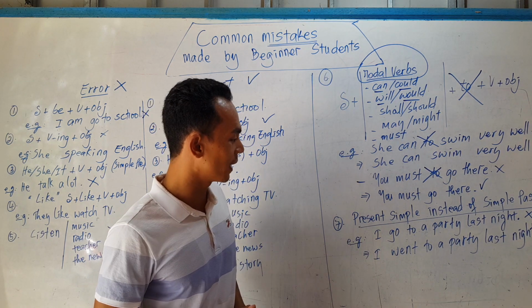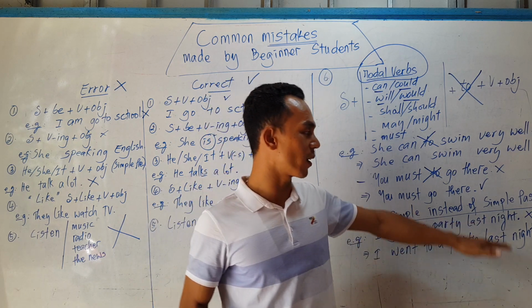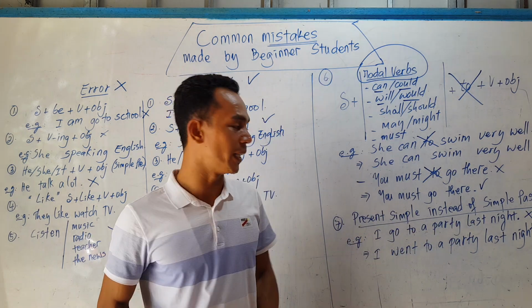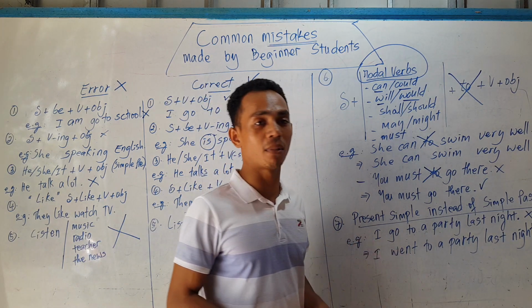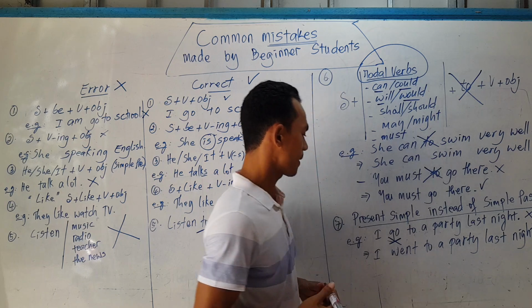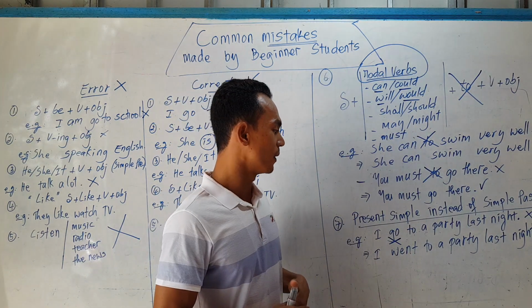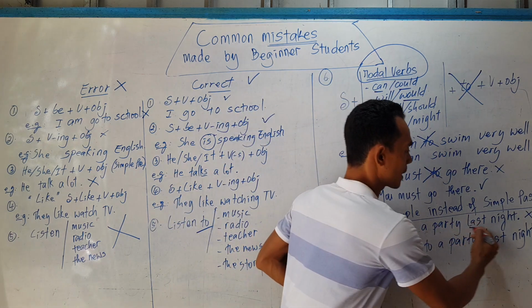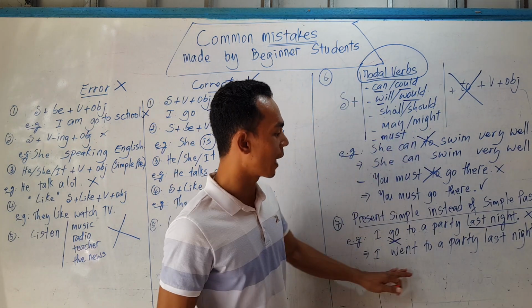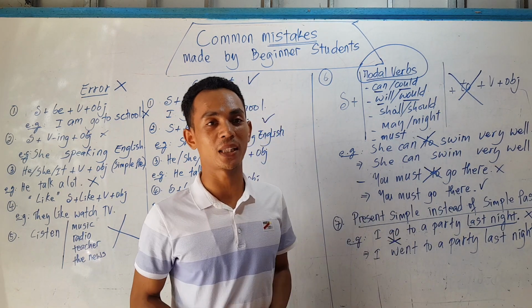Example, they say, I go to a party last night. It's not correct. If talking about the meaning, it is correct. But if talking about grammar, it is wrong. It's wrong with the tense. You cannot say I go with last night, you should use I went. I went to a party last night.